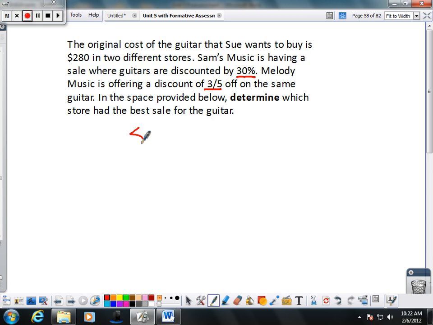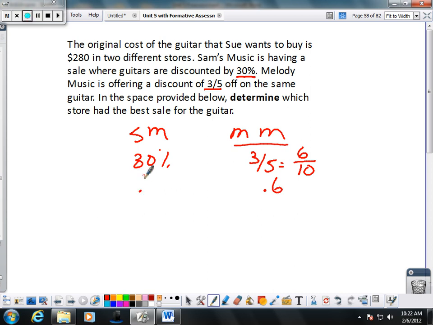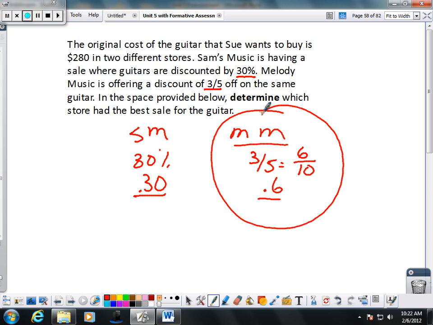So we have Sam's Music, and that one's 30%. And we have Melody Music, and that one is 3/5, which equals 6/10, which equals that off. So now we know 30%, that should be a 30, not an 80, is equal to that as a decimal. Now I can compare these two decimals and realize, hey, I probably ought to go to Melody Music because they're going to give me 60% off or 0.6 off. That decimal is a lot bigger than this one over here. Okay? So again, it's a good refresher, good review.